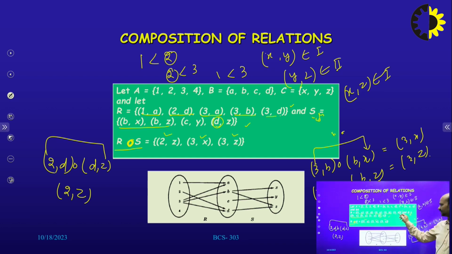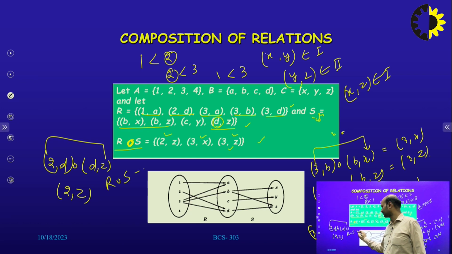Then the last element is (3, D). (3, D) composes with (D, Z), since there is only a single ordered pair starting with D, and the result is the first and last, that is (3, Z). (3, Z) is already present in the set, so we need not repeat that ordered pair. So this is the composition of relations, and the composition operation is not commutative in nature. It means that R composition S is not equal to S composition R.